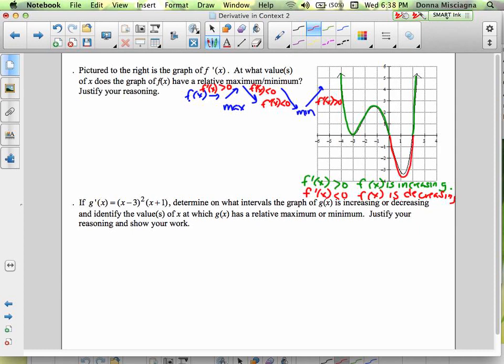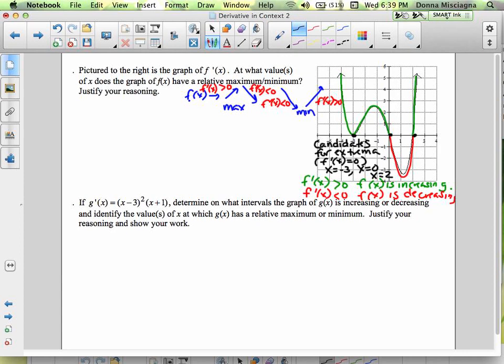And another important thing to mention is our candidates. The zeros for f prime of x are our only candidates for extrema values. All right, so our only candidates for extrema are where f prime of x equals 0. And so that would be x equals negative 3, x equals 0, and x equals 2.